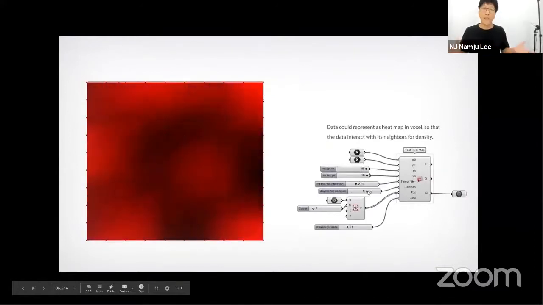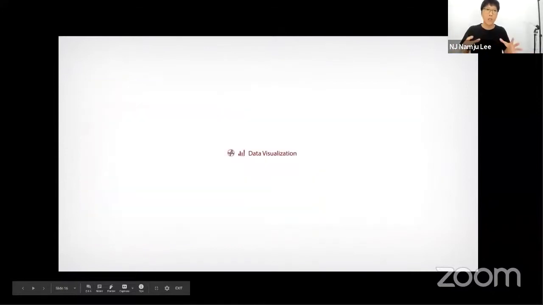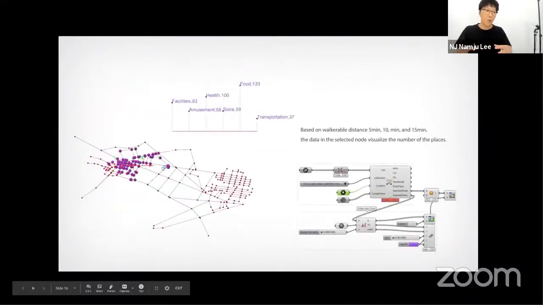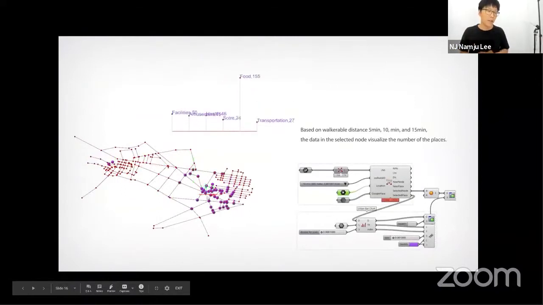So, for example, crime data is not affected by particular areas. The crime data is actually happening in their own district or area. So we need to calculate the urban data.